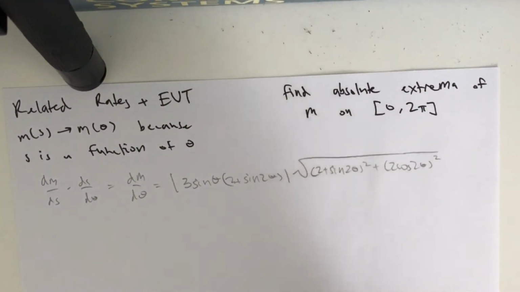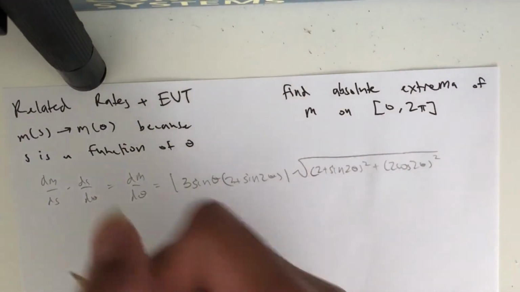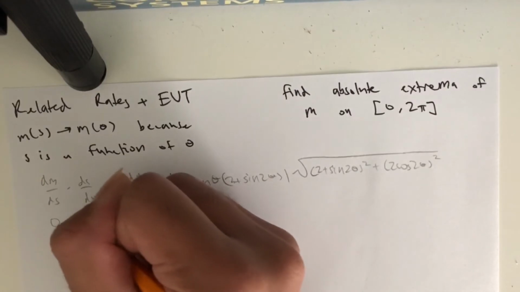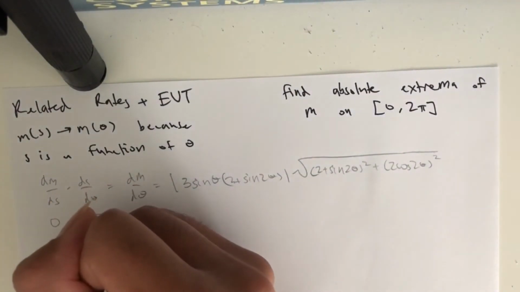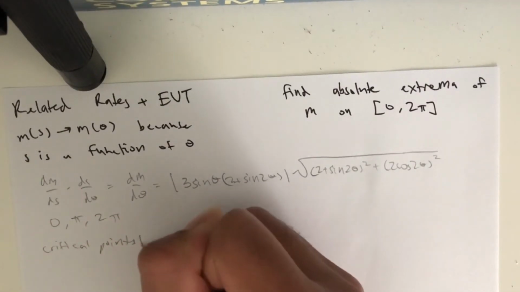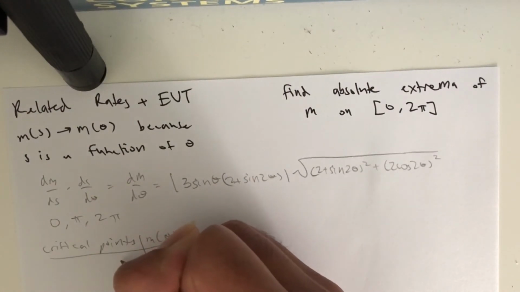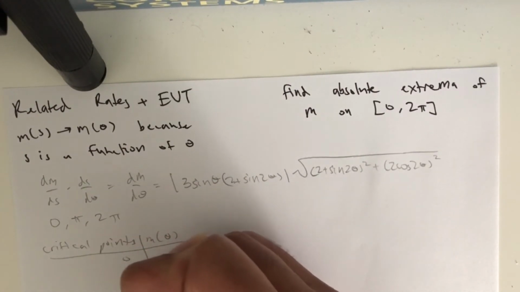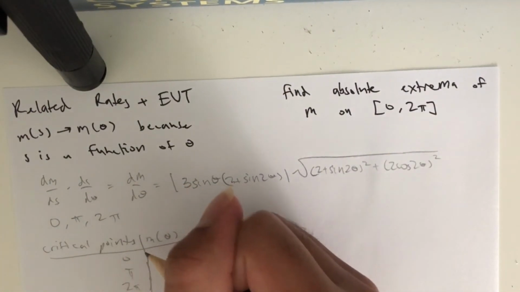Next, we can find where this derivative is equal to 0 or undefined on this interval. This happens at 0, pi, and 2 pi. Now we can create a table with the critical points of m of theta and m of theta itself. So we can put 0, pi, 2 pi on the left and find what m of these theta values is.